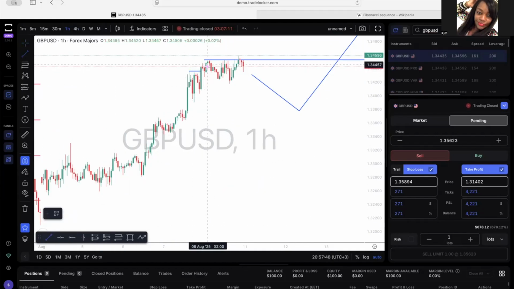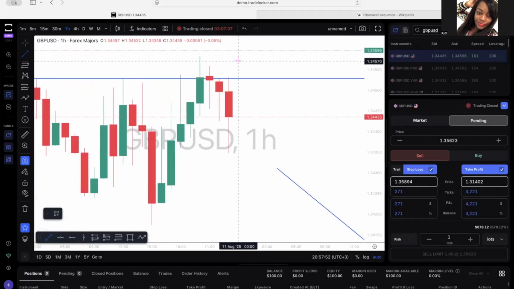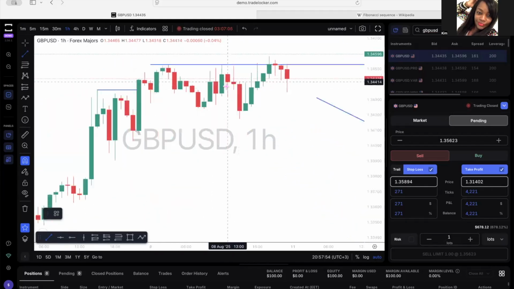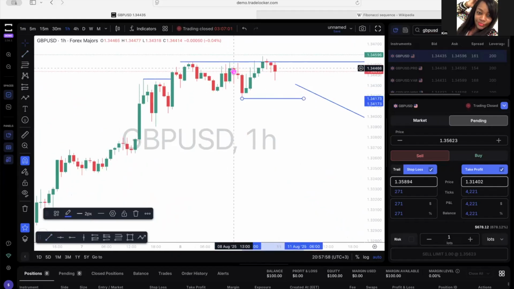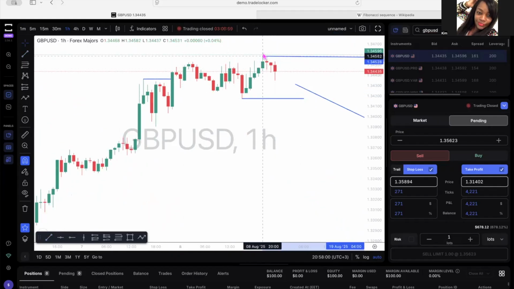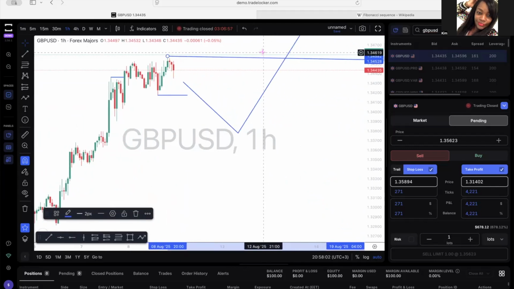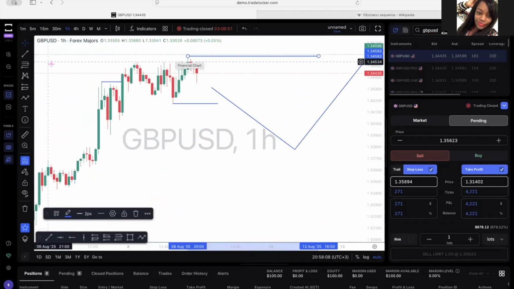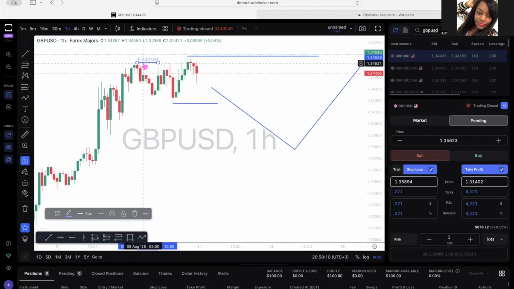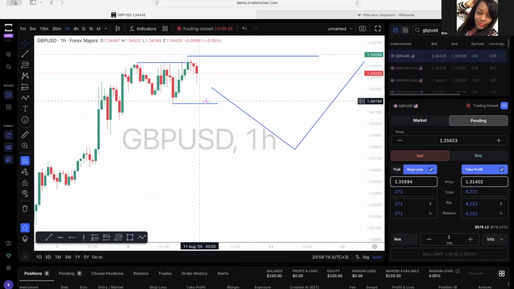Oh, wait a minute. Hold on. Because price broke structure above this. Price broke above this high, right? So now this is my swing low. This is my swing high. And then this was my break of structure here. So I would need to see price break below here.